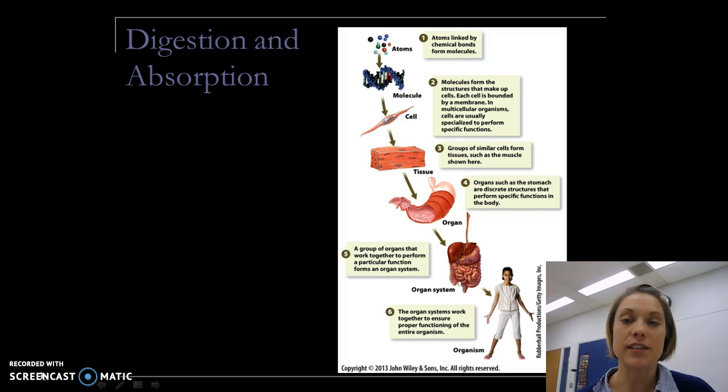Groups of similar cells form tissues, such as the muscle tissue that you can see here, and then organs, such as the stomach, are discrete structures that perform specific functions in the body. Organs work together to perform specific functions, and these are considered organ systems. And then us, as a living organism, we are made up of a variety of different organ systems.